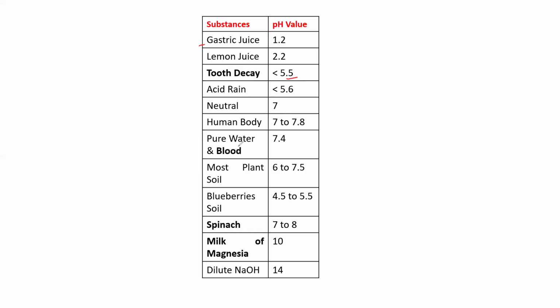Human body is 7 to 7.8, pure water and blood is 7.4, most plant soil 6 to 7.5, blueberries require soil of 4.5 to 5.5, spinach we have 7 to 8, milk of magnesia we have 10, and dilute sodium hydroxide is 14. So these are the important substances that are useful in our daily life, and the corresponding pH values are given here.